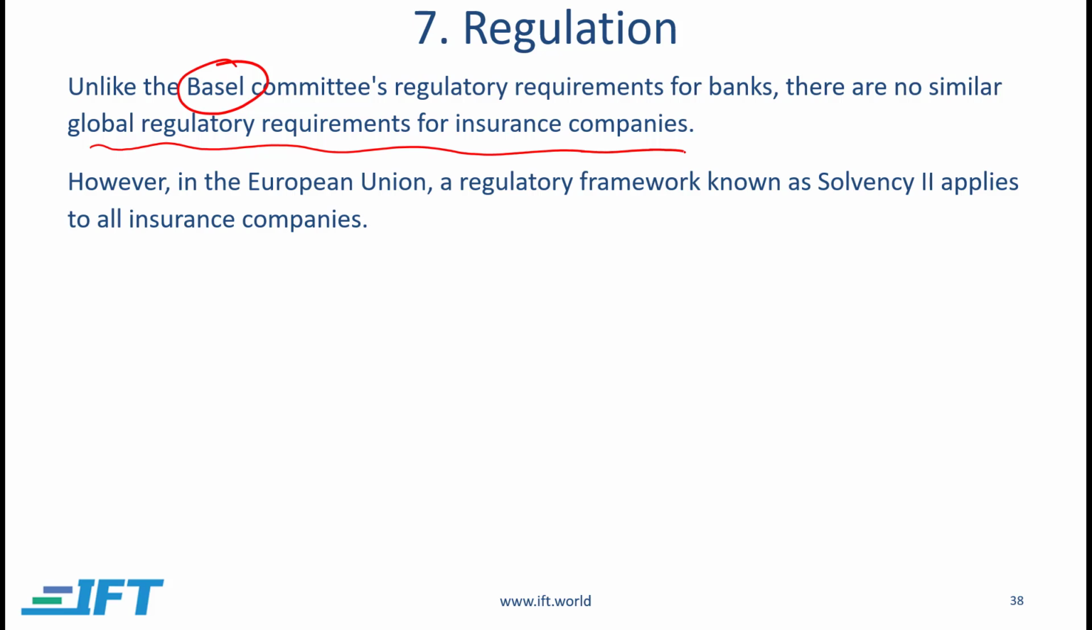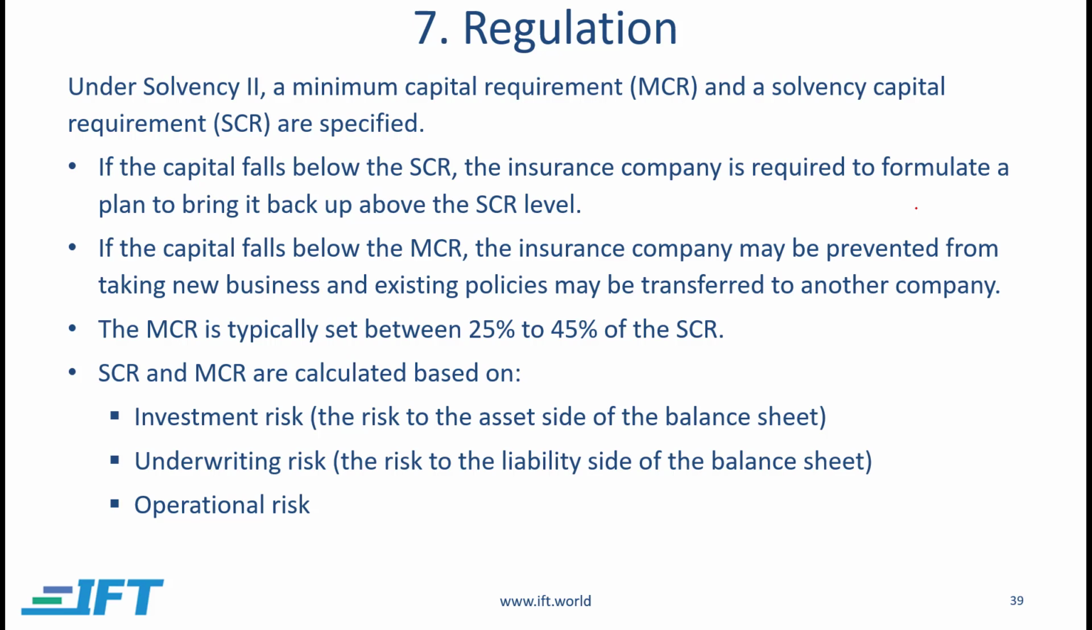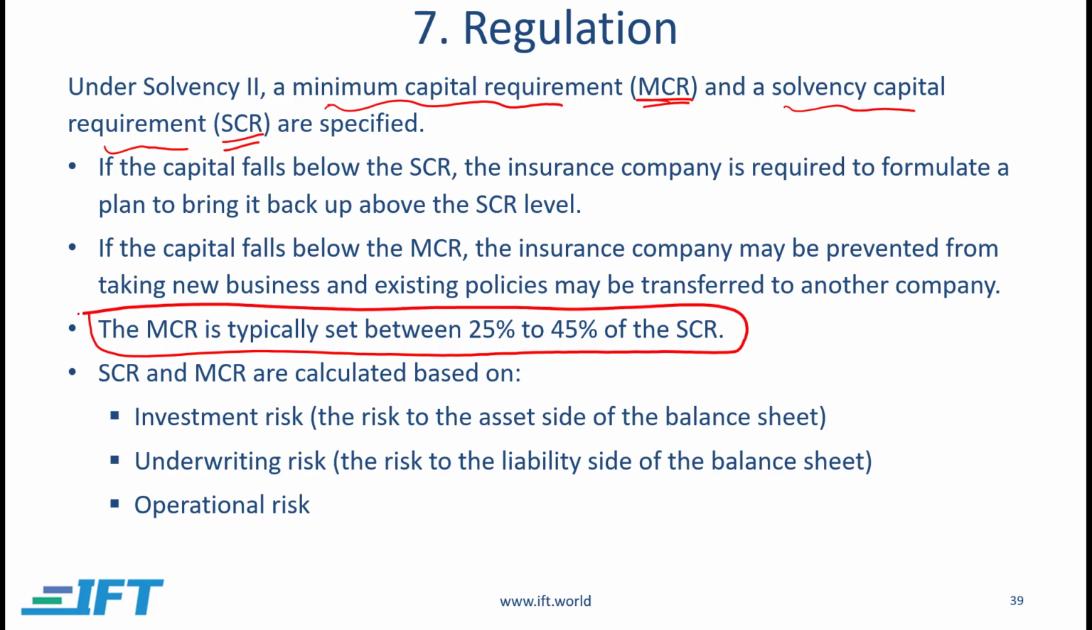What we have is regional. For example, in the European Union, there is Solvency II, which applies to all insurance companies. Solvency II has two things, which are MCR and SCR. MCR is the minimum capital requirement and SCR is the solvency capital requirement, and the MCR is typically set between 25 to 40% of the SCR. So obviously the SCR is the bigger one and the MCR is like within the SCR.